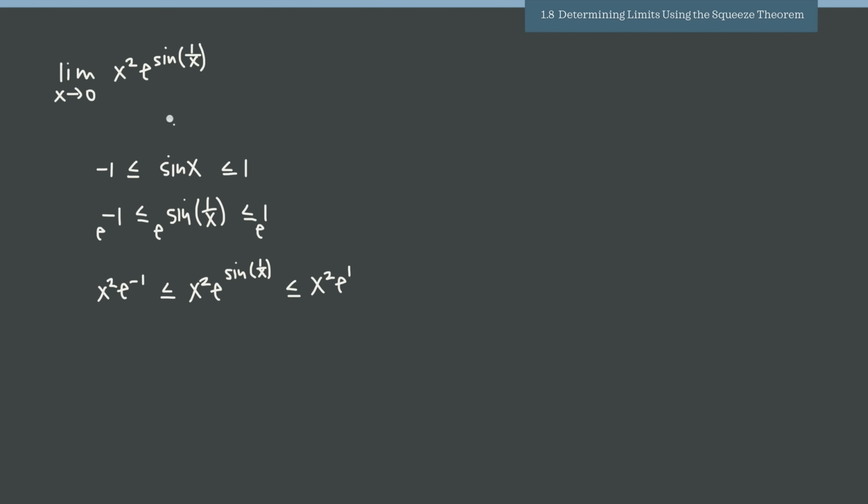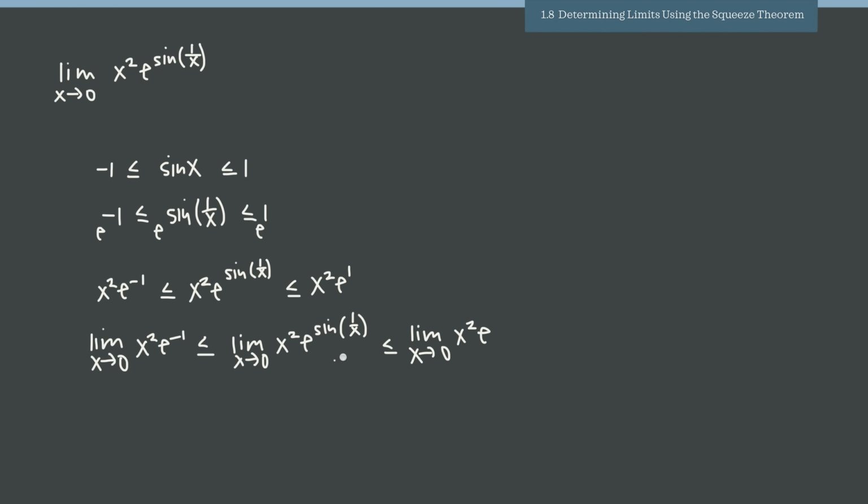Now that the middle part of the inequality matches the original function, we can apply the limit. And just like everything else, when we apply the limit to the middle part, we have to apply it throughout the entire inequality. So we say the limit as x goes to 0 of x squared e to the -1 must be less than or equal to the limit as x goes to 0 of x squared e to the sine of 1 over x, which has to be less than or equal to the limit as x goes to 0 of x squared e to the first, or we can just write e. Now that we have the middle part resembling exactly our original limit, we can evaluate the limits.